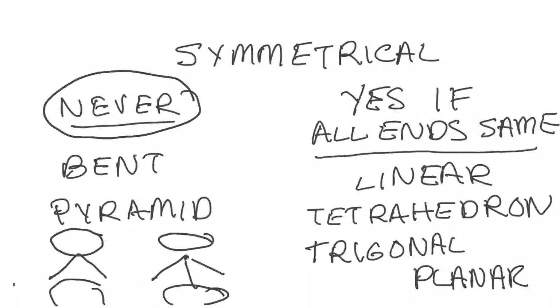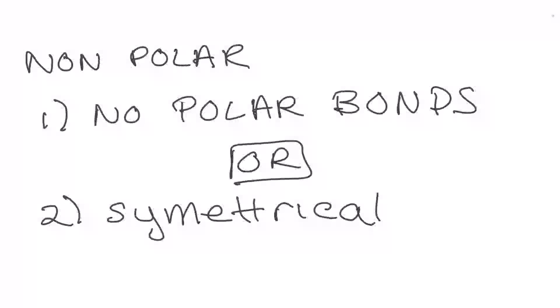What about the other shapes? Can they be symmetrical? Well, sometimes they are and sometimes they're not. When are they symmetrical and when are they not symmetrical? Well, linears are symmetrical if the ends are the same. Carbon dioxide has oxygen on both ends. It is symmetrical. Tetrahedrons are symmetrical if the ends are the same, and trigonal planars are symmetrical if the ends are the same.